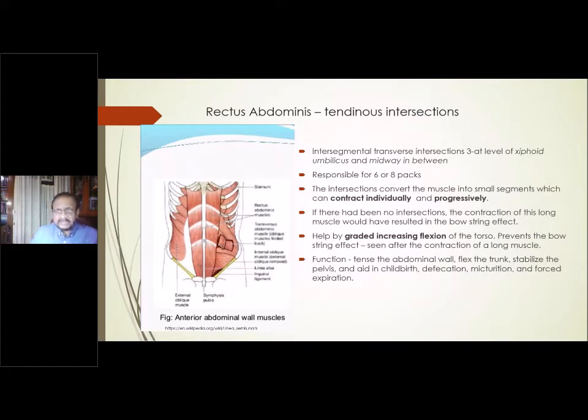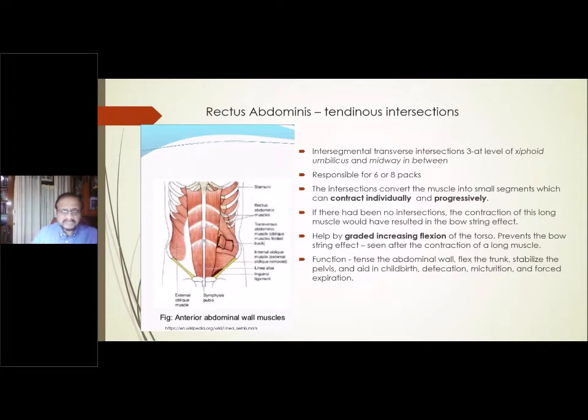That is why it gives a graded increasing flexion of the torso. If it had been a single muscle, the bowstring effect would not have resulted in an increasing flexion, right? Now, these three intersections: one is at the xiphoid, the second at the umbilicus, and the third is midway in between. So you have one at the umbilicus, one at the xiphisternum, and somewhere in between you may have an additional one out here.